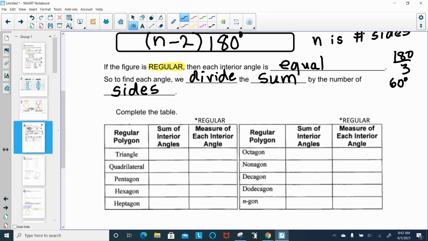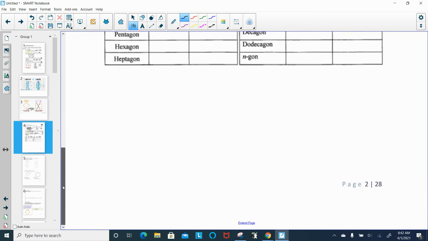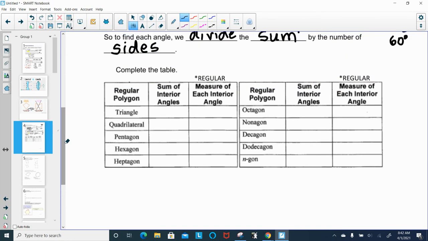Okay? So what I'm going to get you guys to do is pause your video. And then what I want you to try to do, either individually or as a group, and you guys can decide how you want to do that, is use the formula n minus 2 times 180 to try to fill out the chart, the table.